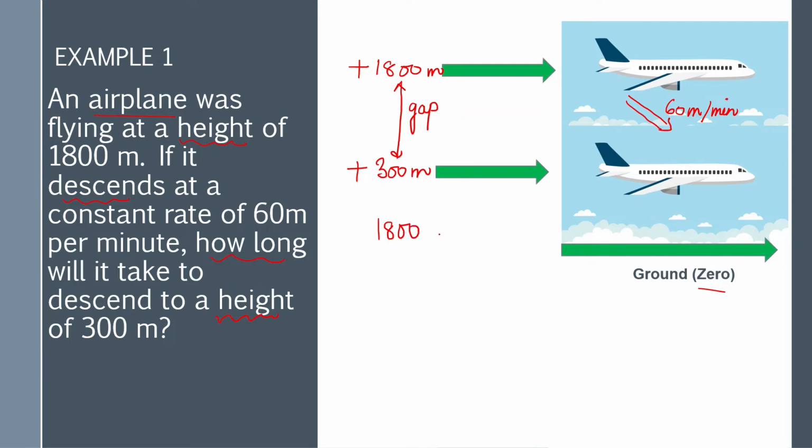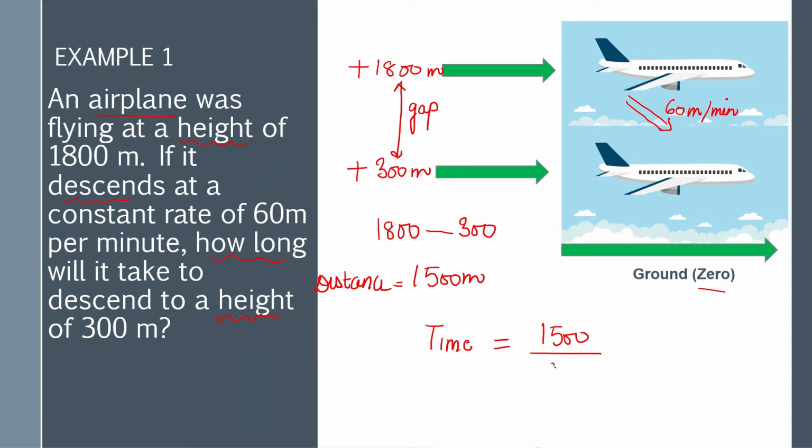As we are descending, we will use the subtraction operation. 1800 minus 300. So the distance covered by the airplane is 1500 while descending. And in 1 minute, the airplane is descending 60 meters. So how many minutes will it take to cover 1500 distance? So how will we do it? We will use the division operation.